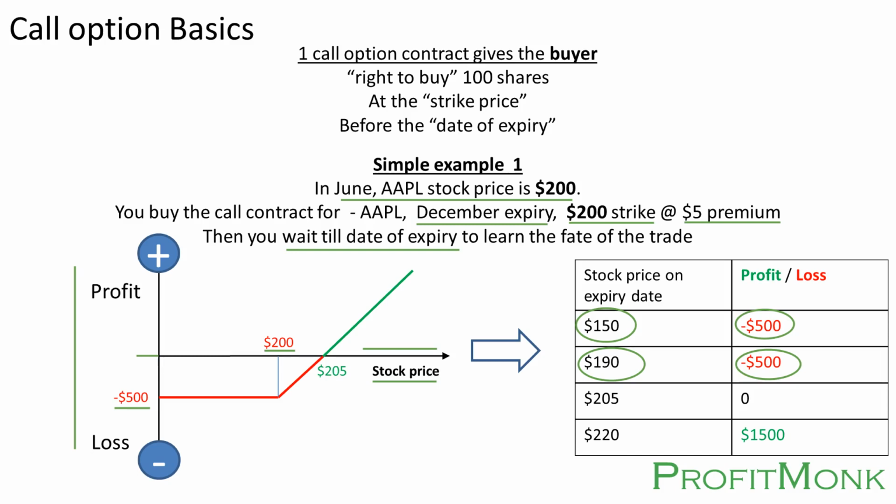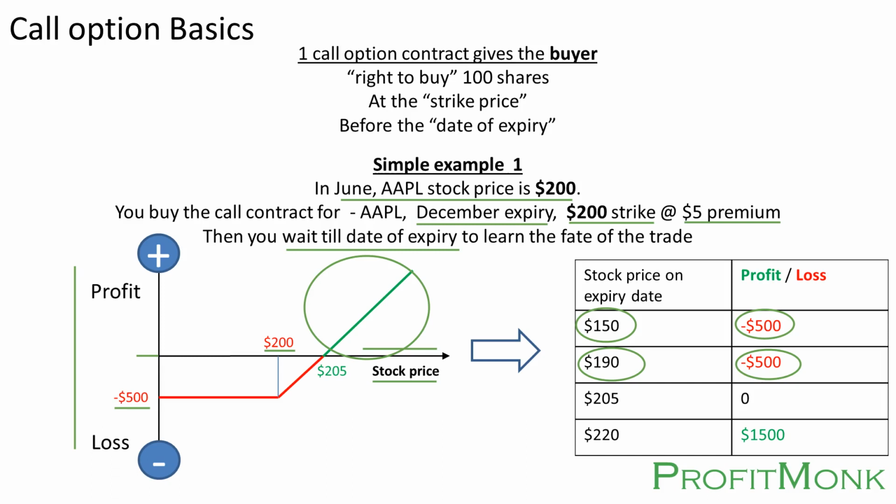Now what happens if the stock closes above $200? That's also quite simple. Since the premium you paid is $5, anytime the stock closes above 205, you make a profit. So that is this region in the graph. You make a profit if the stock closes above $205, and that's very clear here as well.